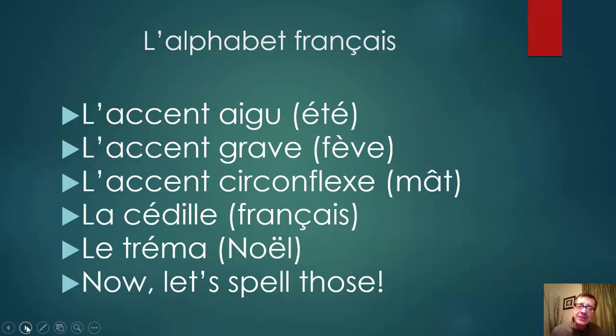Next is l'accent grave. Notice I didn't make a T sound right there. I didn't do liaison because grave doesn't start with a vowel sound, right? L'accent grave, l'accent grave. There you go.